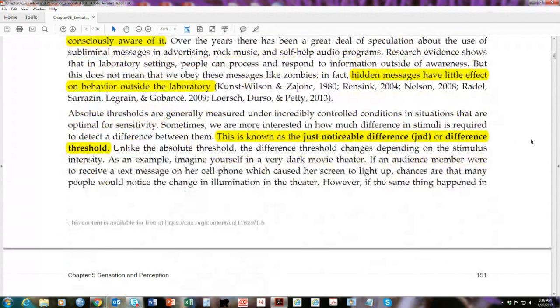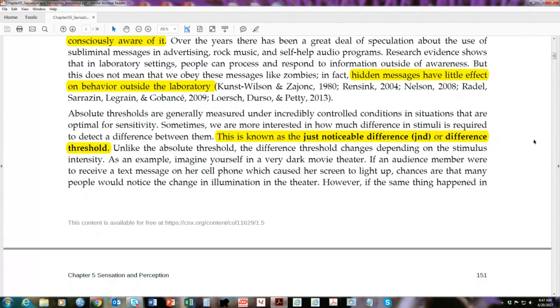Now, a just noticeable difference is really the amount of stimulus energy that has to be, let's just say we start out at a threshold. We are able to detect some stimulus. How much more stimulus energy has to be applied before you notice a difference? In other words, is the stimulus more intense or less intense? How much more intense or less intense does the stimulus energy have to be before you notice a difference?